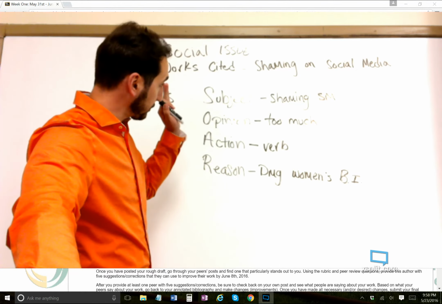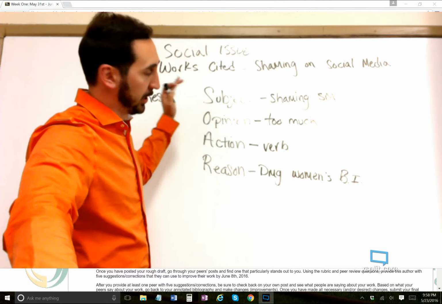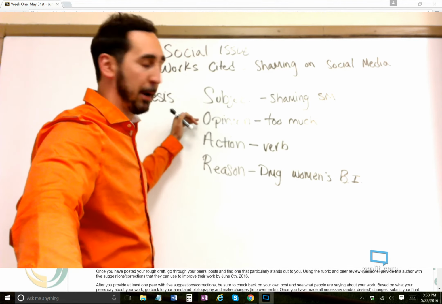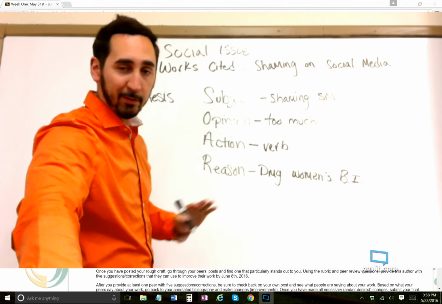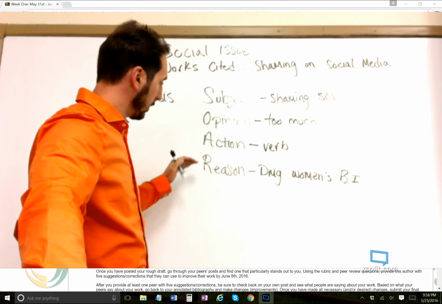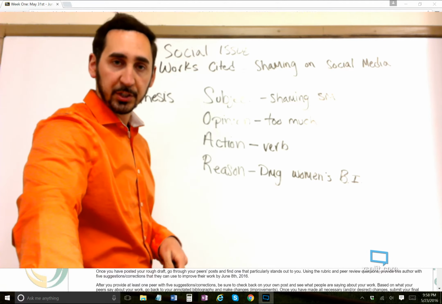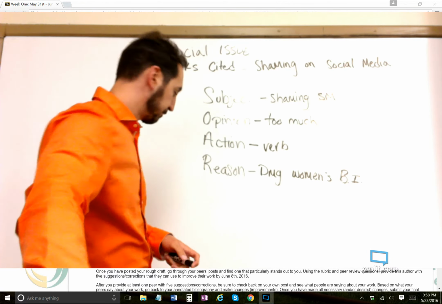And so, these are the 4 parts. Our subject, shaming on social media. And our opinion, it happens too often. Action verb, we haven't come up with one yet. We will. And reason, because it's damaging women's body image.